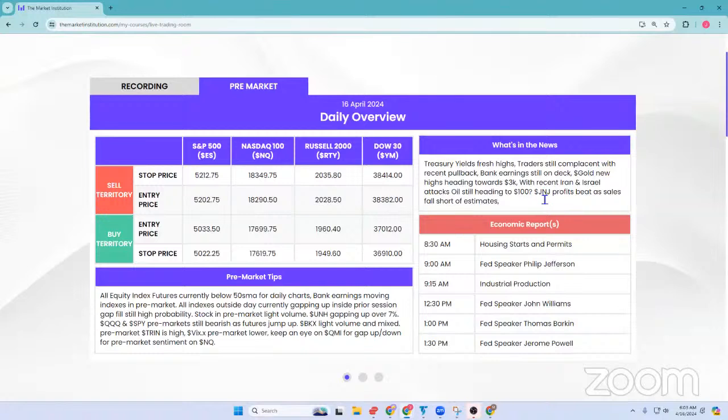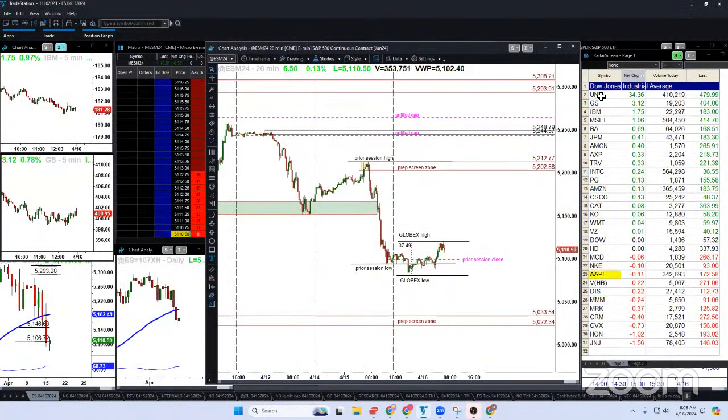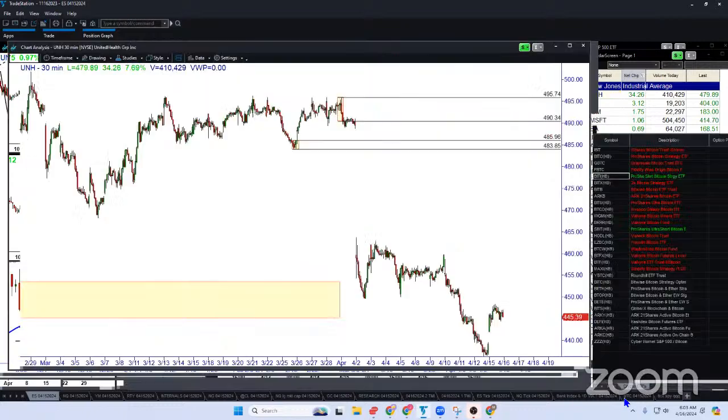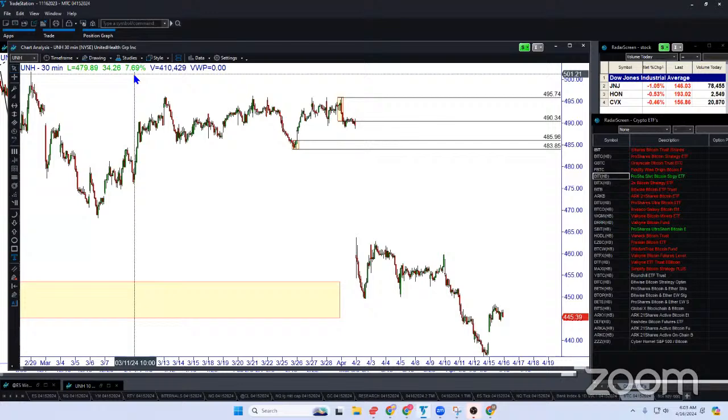Johnson & Johnson, one of the Dow 30 stocks, came out and beat profits, but sales are in a shortfall. We also saw that United Healthcare came out with earnings and gapped up quite a lot. Right now, United Healthcare is up over 7% in the pre-market.